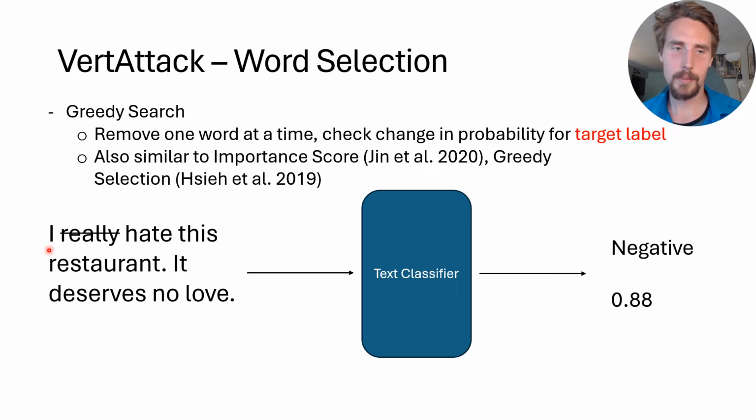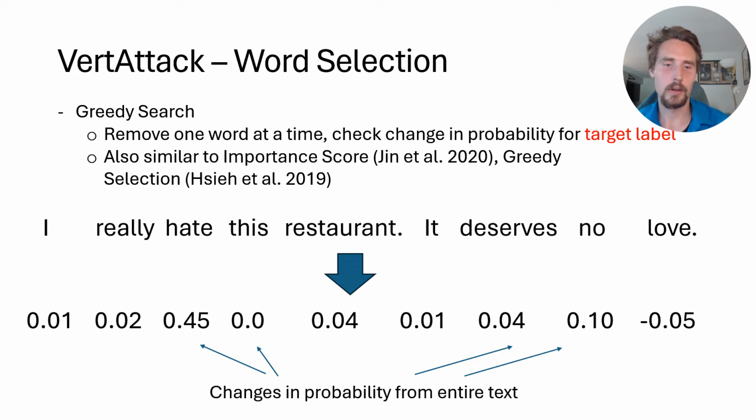So "I" gets put back into the text, and we'll remove, in this case, the next word in the sequence. Again, send it through the text classifier, check that probability, and compare the change from the original text, and so on. Next one being "hate": "really" was put back in, "hate" is removed, check, and again, look at that drop in probability there. This is done over and over for every single word in the text, which results in a drop in probability from the original text for every single word that's removed.